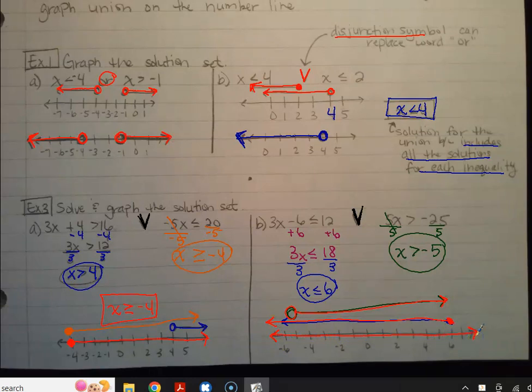Absolutely. This is the whole number line. There's no points on it, and we would say it's all real numbers for the solution. Okay, so you can use that symbol, or you can write all real numbers. I would take either of those. Every single number on the number line is included in the solution set. One of those is always going to be correct.